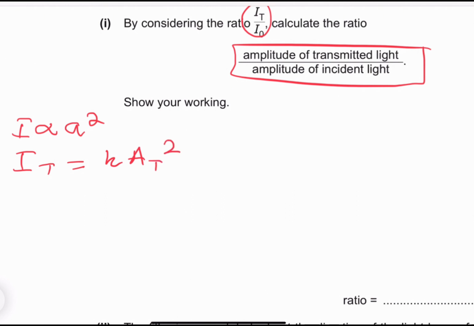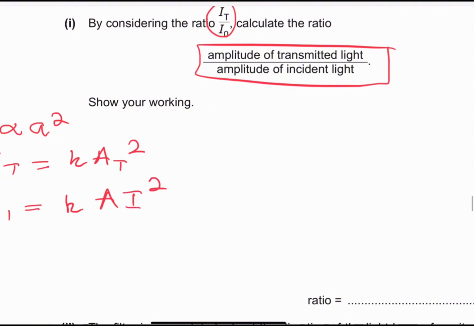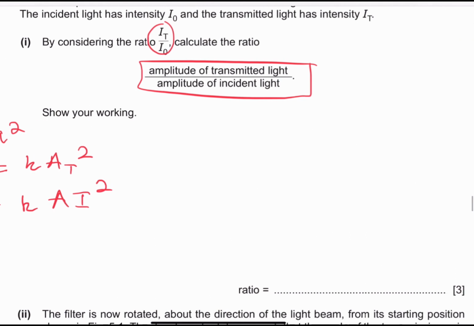But the same also applies to the intensity of the incident light. So the intensity of incident light will be equal to K, the amplitude of incident light squared. But the question wants us to find the ratio of the amplitude of transmitted light over the amplitude of the incident light. So we can express this as one ratio: that intensity over that intensity will be equal to K, the amplitude of the transmitted light squared, over K, the amplitude of the incident light squared.